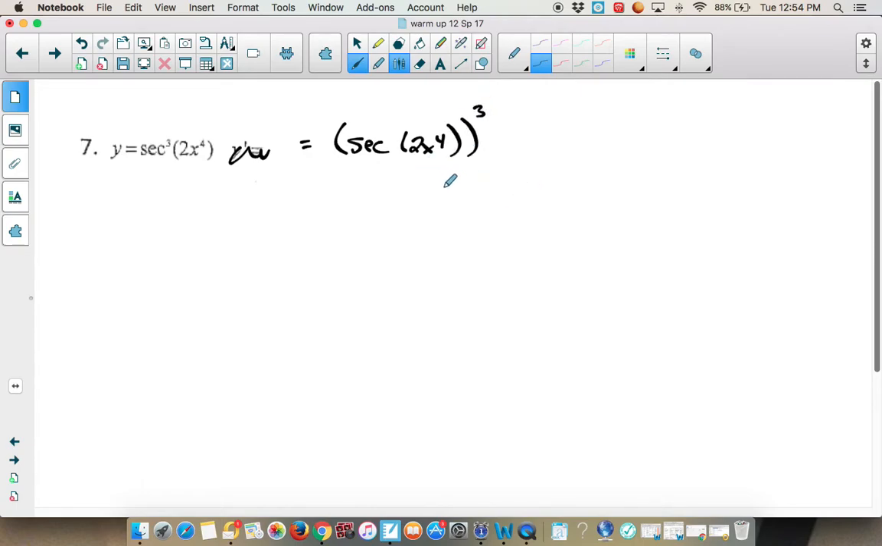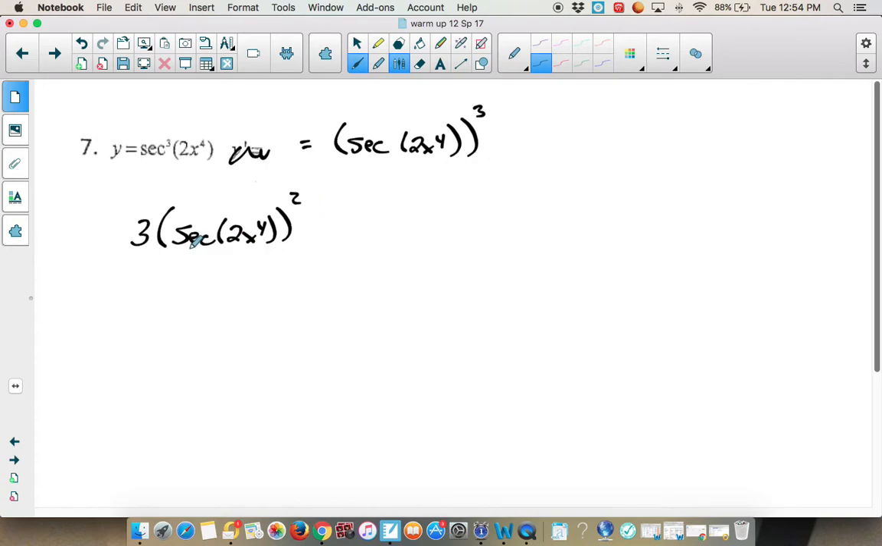I do want you to try this one on your own, so go ahead and hit pause on the video and try this on your own. It is a function within a function within a function, and it's a good one to practice on. Okay, so my power rule says it's going to be 3. Keep my inside pure. Reduce the power by 1.